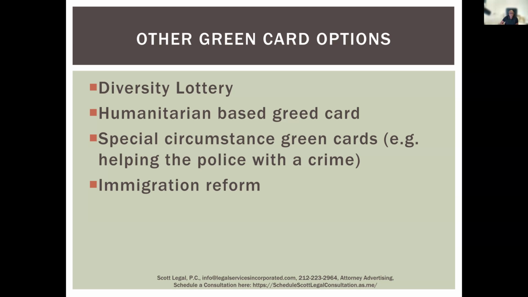Sometimes there are green cards that are issued based on humanitarian grounds as well. So it could be helping the police solve a crime, or if you're a victim of domestic violence, those can be areas.